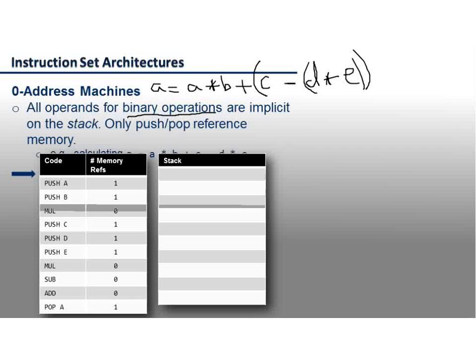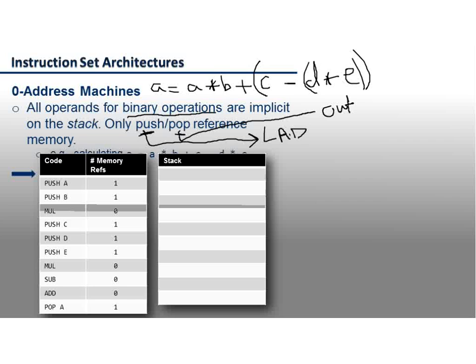Also in the zero address machine, we have terminologies called push and pop. Push indicates we have load. We need to load or input, and pop is for output. Pop, show me the results. So if we have this equation, now look at the instructions, how they are done.